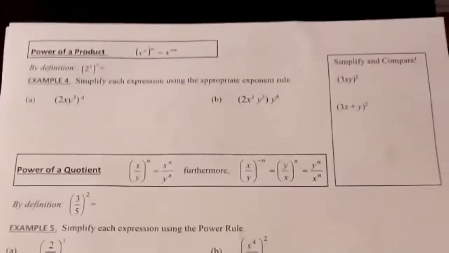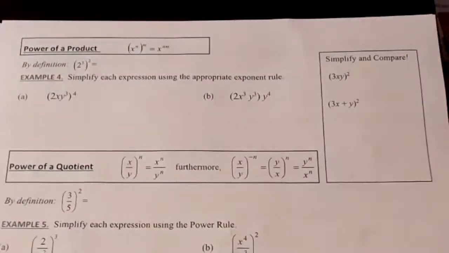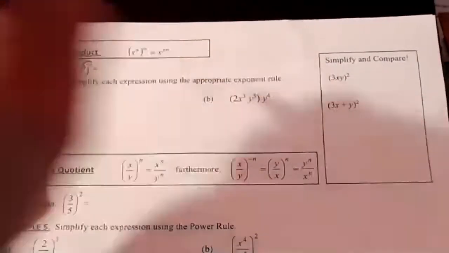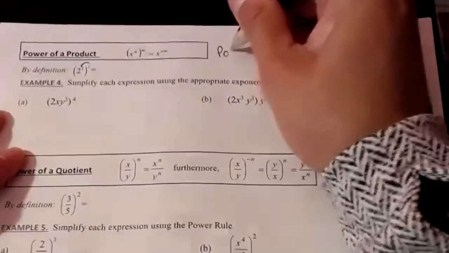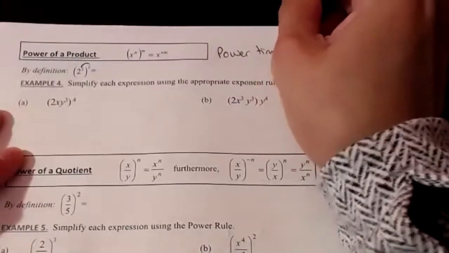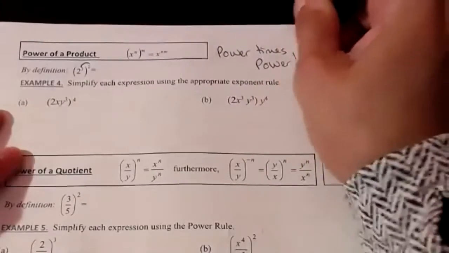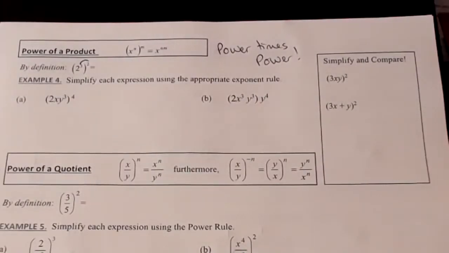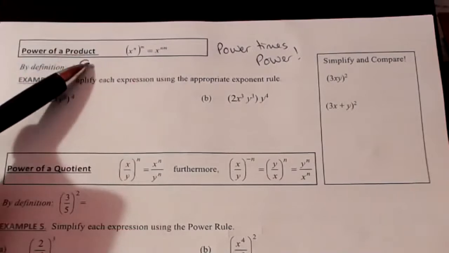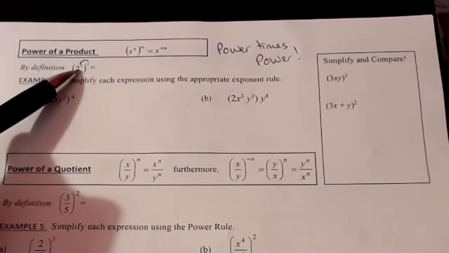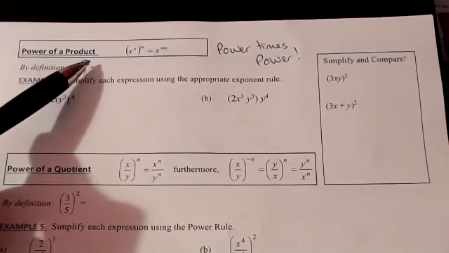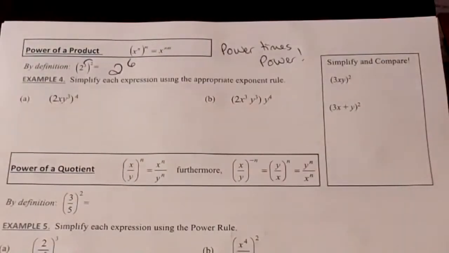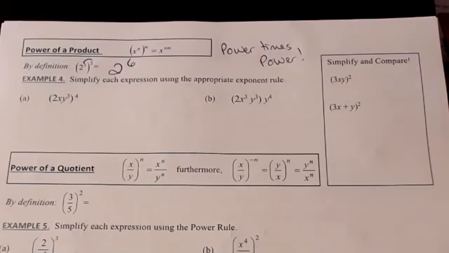Next, we have the power rule, excuse me. The power rule simply means you're going to take your power and multiply, okay? So power times power. That's what I want you to think when you see the power rule. So notice my exponent on the outside is a 2. And notice my exponent on the inside is a 3. So 2 to the 3rd squared is the same as 2 to the 6th. This is the only time you're going to multiply your powers.